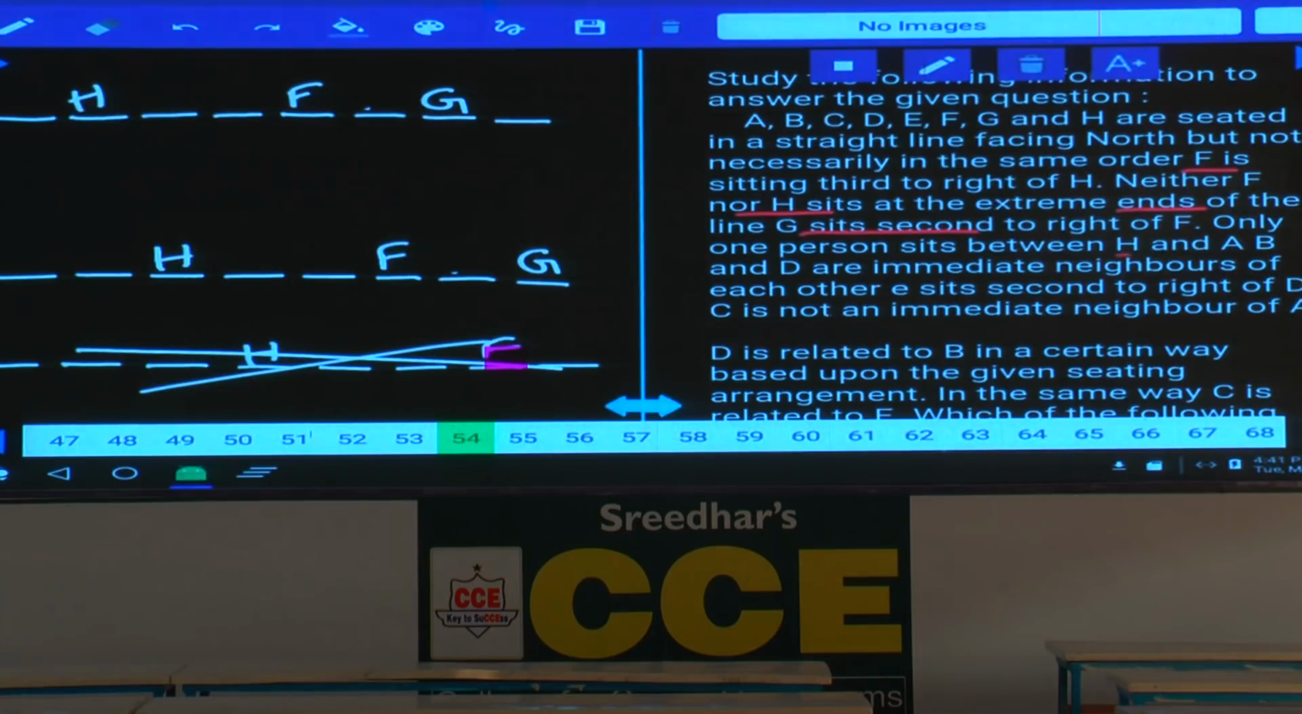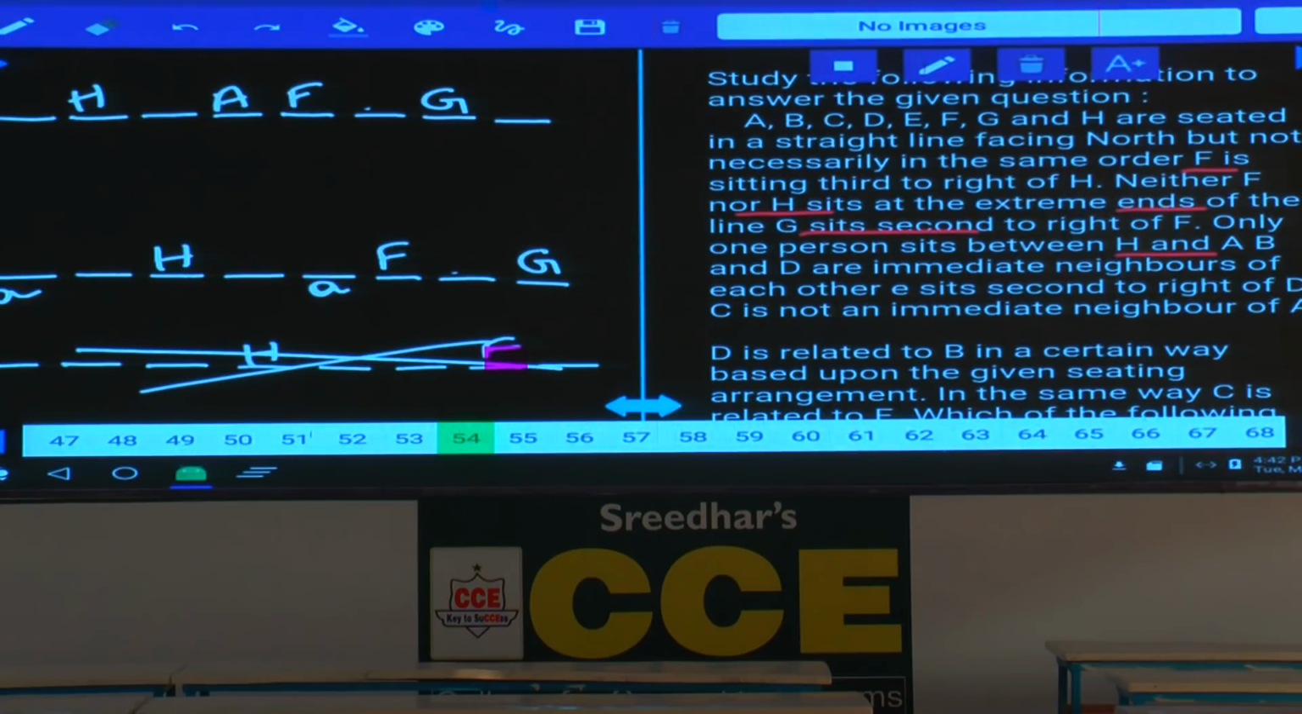Only one person between H and A. As only one person is between H and A, in the first case A is here, and in the second case A can be at this place or A can be here. There are two possibilities in the second case. There is only one person between H and A.